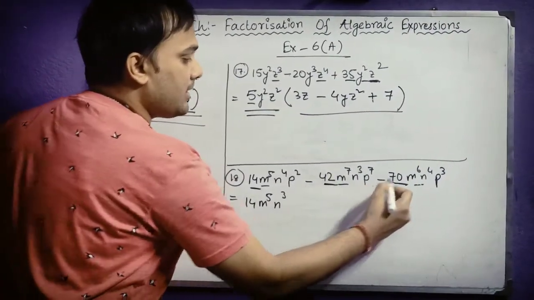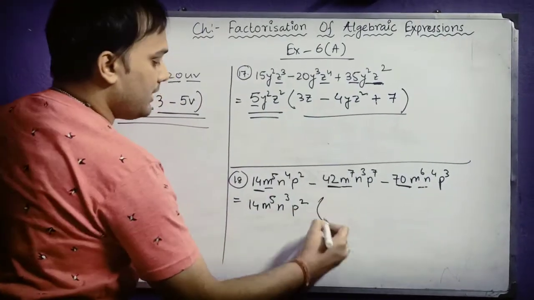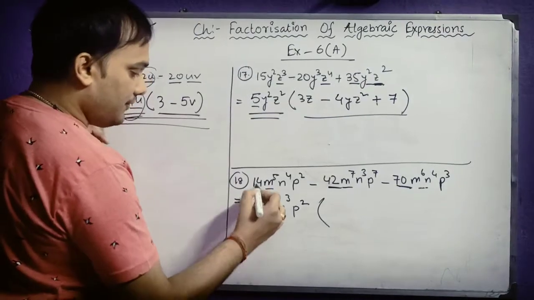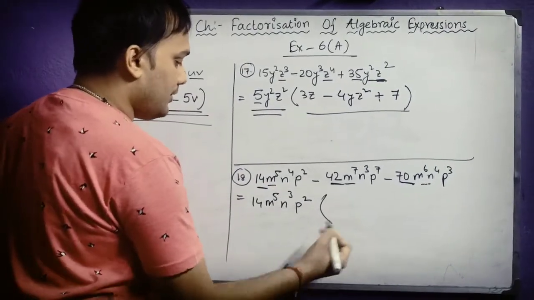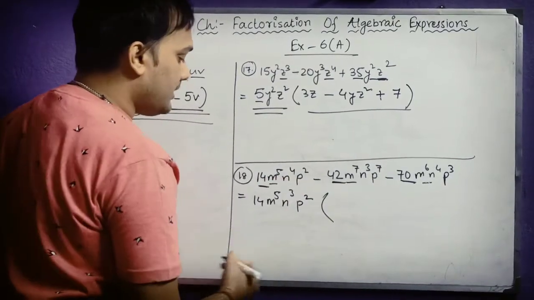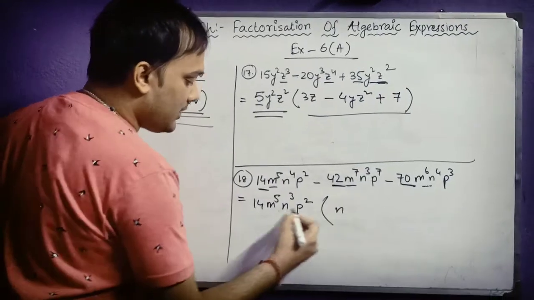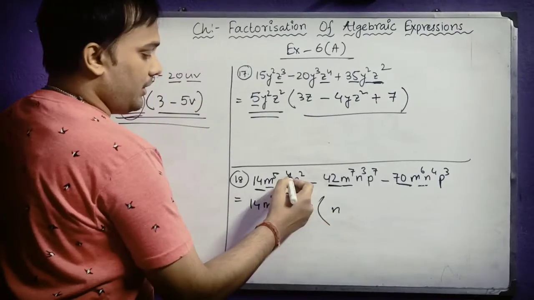P square, p to the power 7, p to the power 3. Similarly, it will be p square only. So whatever remains, we write here. See, 14 and 14 is here. That means nothing remains, so we will not write any number there. M to the power 5, m to the power 5, this also nothing remains. N cube and then n to the power 4. So I will write here n, because n cube into n is n to the power 4.